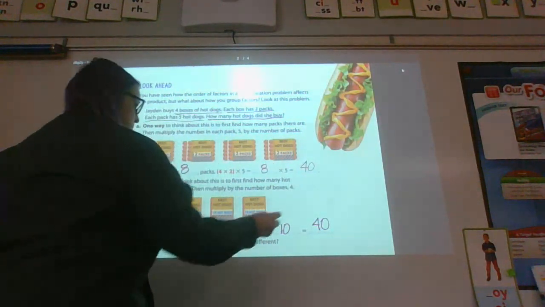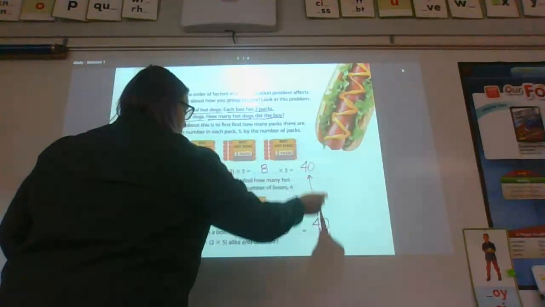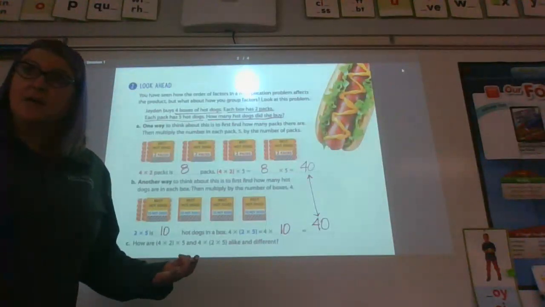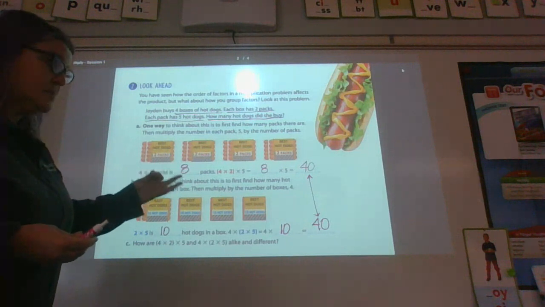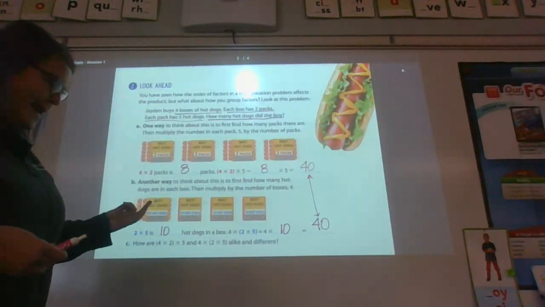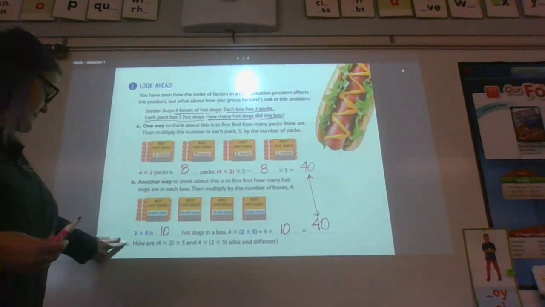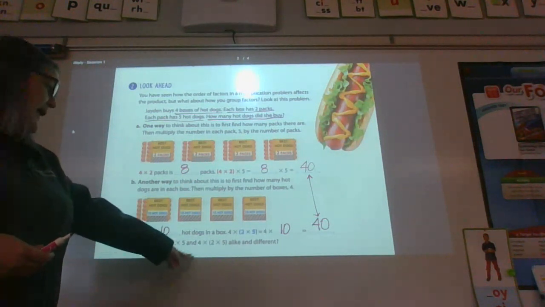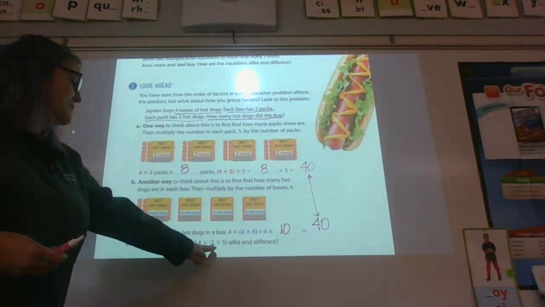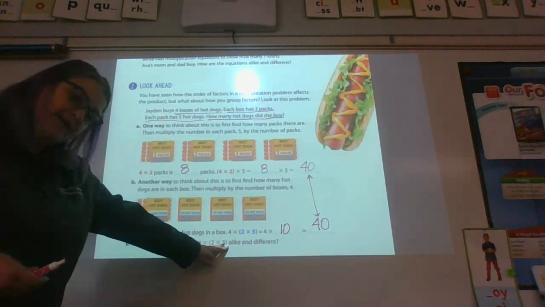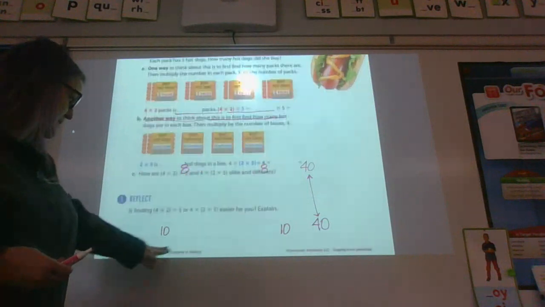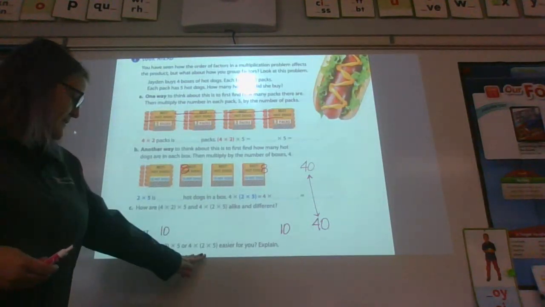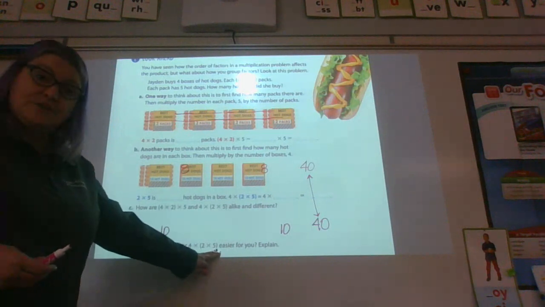Okay, now, what do you think? They look the same. That is so cool. They're the same, but we did it different. But we got the same answer. Nice. Letter C says, how are 4 times 2 times 5 and 4 times 2 times 5 alike and different? Notice that the parentheses have changed.